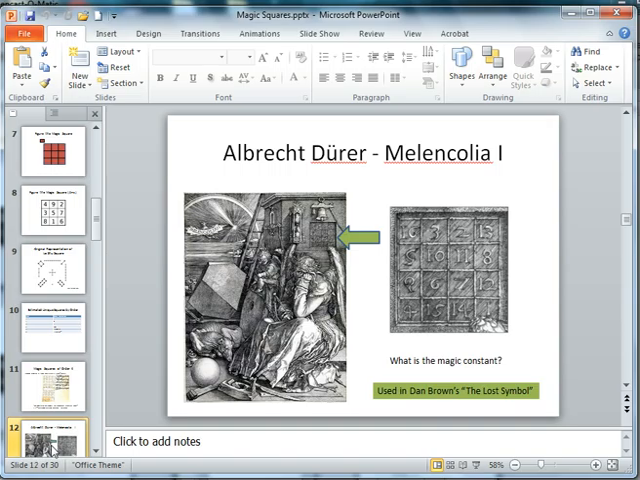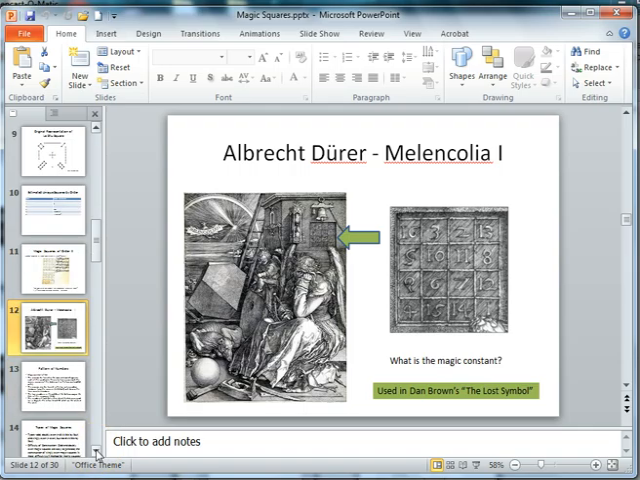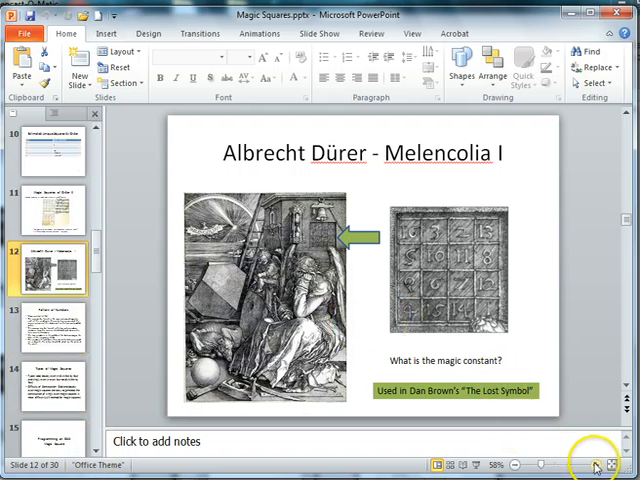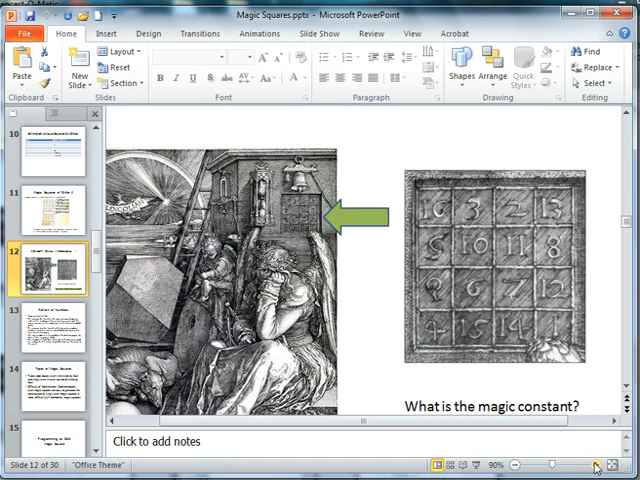This is another famous magic square. You can see it here in the painting by Albrecht Dürer called Melencolia I. And this magic square has special significance and was highlighted in the modern book by Dan Brown, The Lost Symbol. Go ahead and blow this up a little bit. The reason that this has special significance is that there are a lot of patterns in this magic square. First of all, can you tell what the magic constant is?